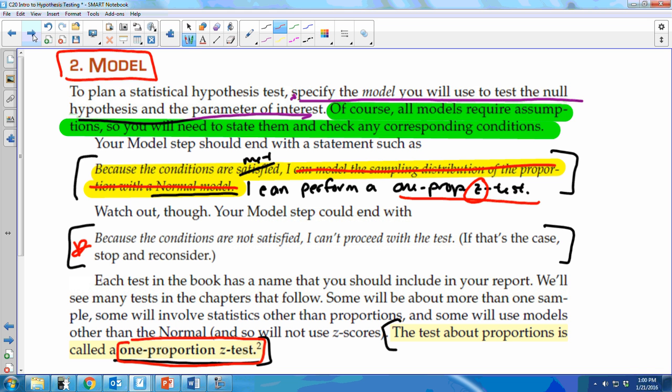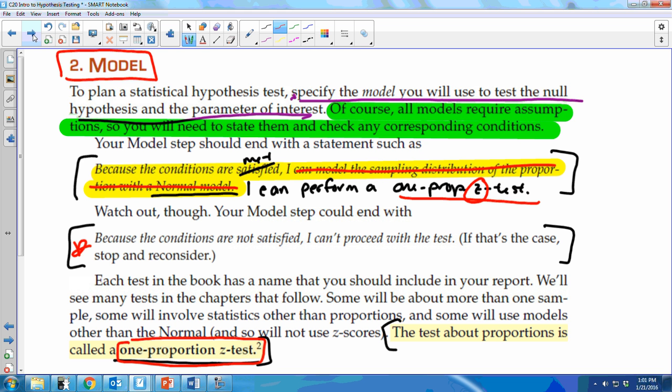So you need to write a sentence explaining what you are planning on doing. I checked the conditions for why. All right? So because the conditions are met, because the conditions are satisfied, I can perform or I can construct, depending on what you're doing. In chapter 19, you could construct a 1 proportion z interval. Now we're not doing intervals. We're doing a test. So guess what the test is called? The 1 proportion z test. I mean, they're naming things these really complicated things.